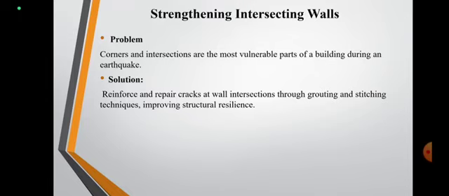For this problem, the solution given is: reinforce and rebar cracks at wall intersections through grouting and stitching techniques to improve structural resilience. Means near the wall intersections we use grouting and stitching techniques, improving structural resilience in those corners.